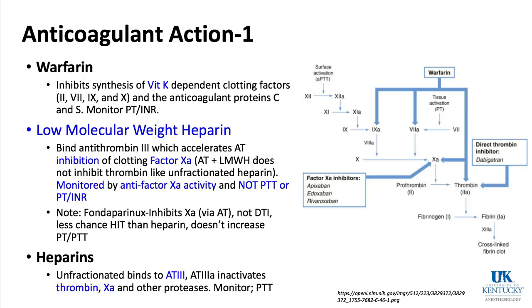low molecular weight heparins, think of it acting via antithrombin 3 and then factor 10A. Heparins themselves, unfractionated forms, as opposed to the low molecular weight heparin fractionated form, they bind to antithrombin 3 also, but antithrombin 3 inactivates thrombin, 10A, and other proteases, and we monitor PTT for its action. So the graphic at the far right shows warfarin acting at 2, 7, 9, and 10. Factor 10A inhibitors, several listed there, and direct thrombin inhibitors, which we're going to talk about next, one example being dabigatran.